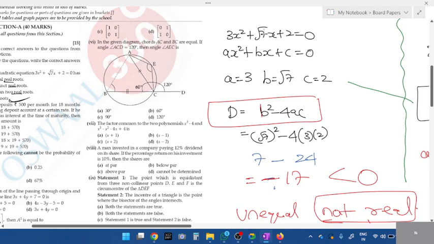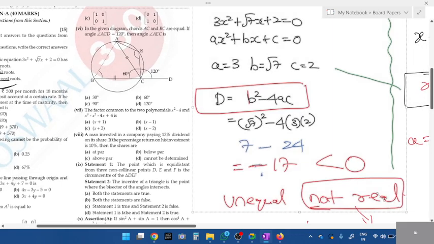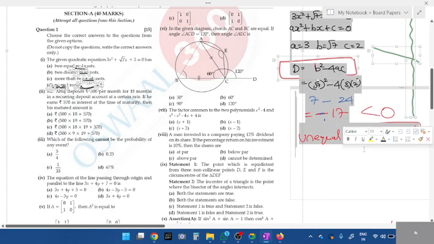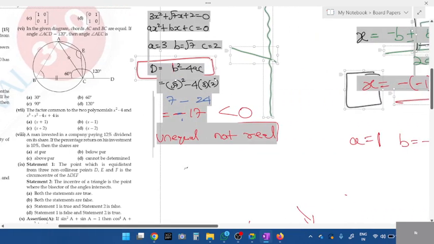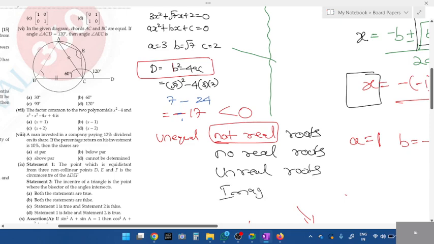Not real, no real, unreal, imaginary. These are the words you have to remember. The meaning is same. All are synonyms.